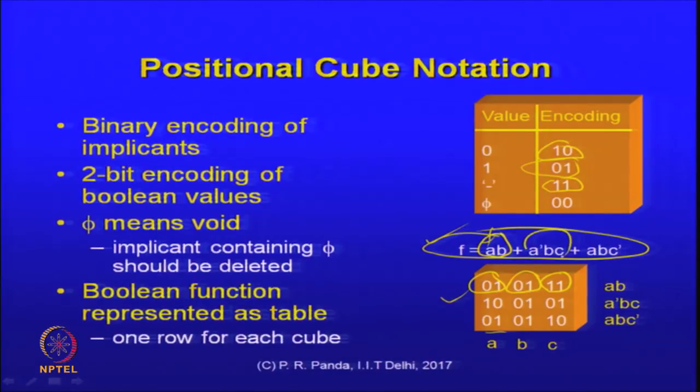A prime B C would be 1 0 because A is complemented, 0 1 because B is normal, and 0 1 because C is normal, uncomplemented. So, that is what the representation would be for the Boolean function that we start off with.